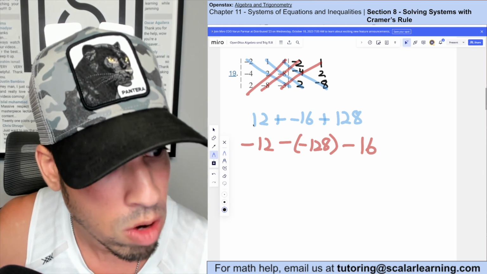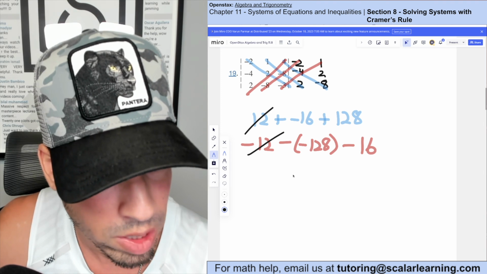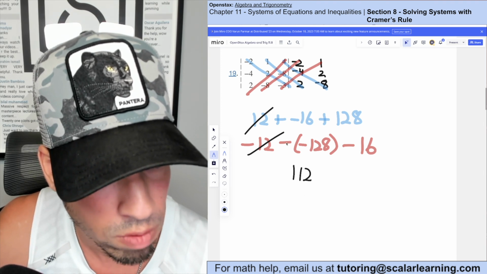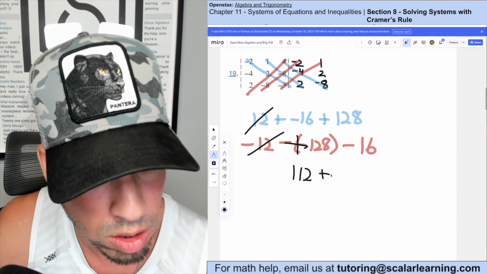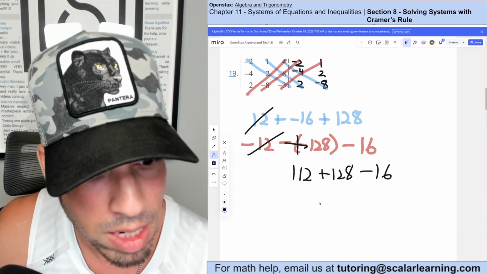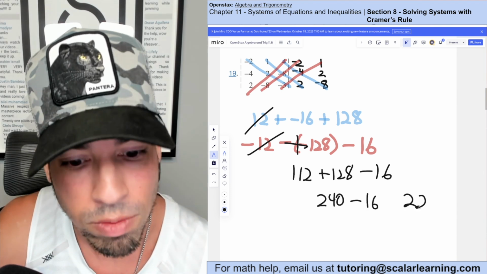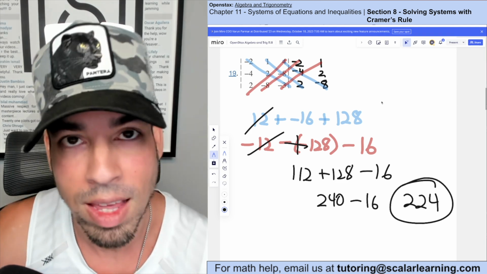So now let's combine everything. So we got 12 and -12, those are going to cancel out. We got -16 and 128, that is 112. Again, this becomes a plus 128. And then last, we're going to minus 16. So that's going to make 240 minus 16 with a final answer of 224. That's how you do it.